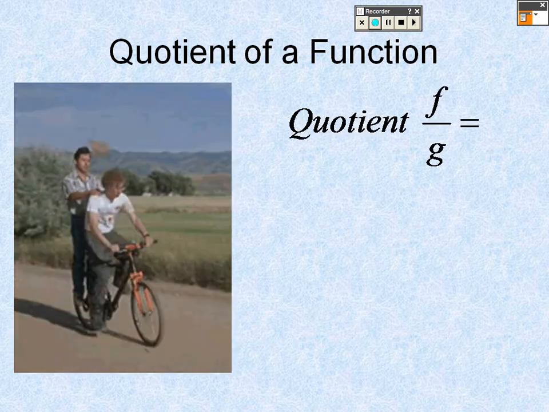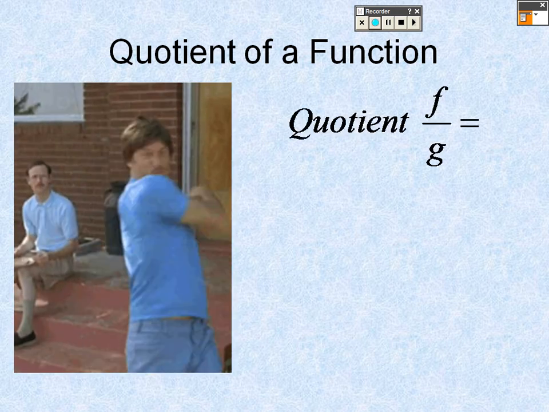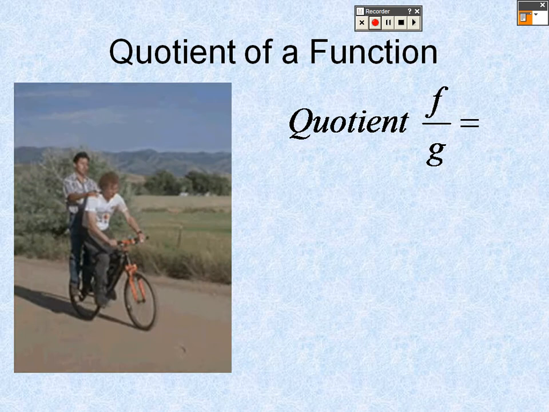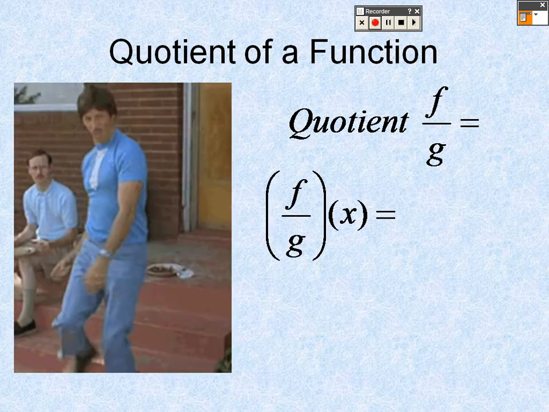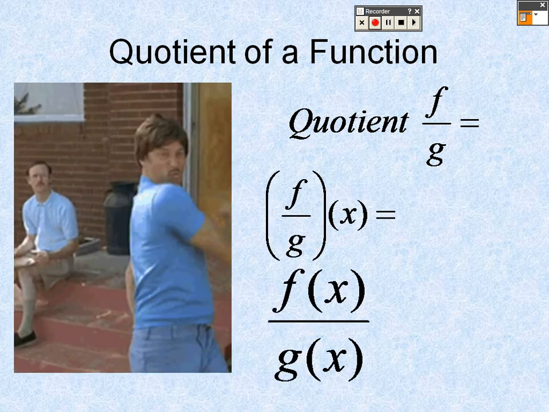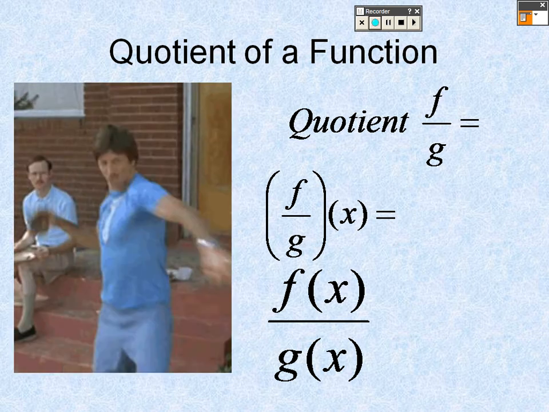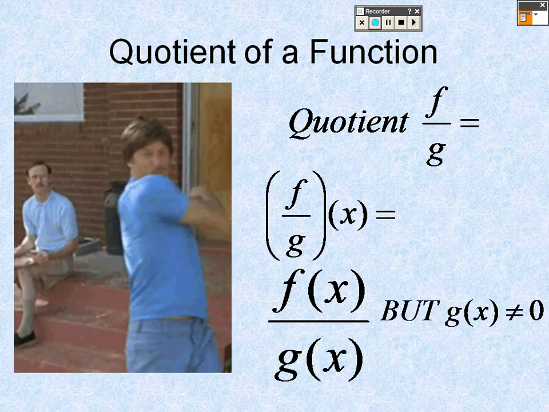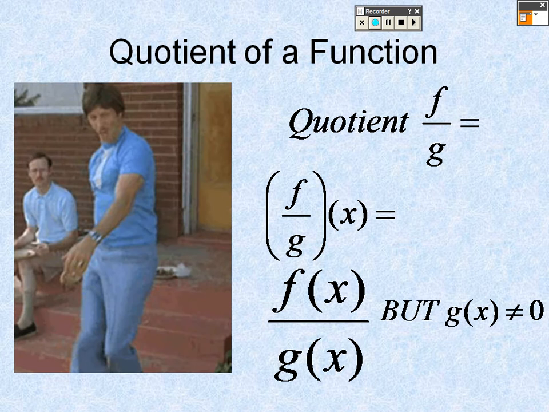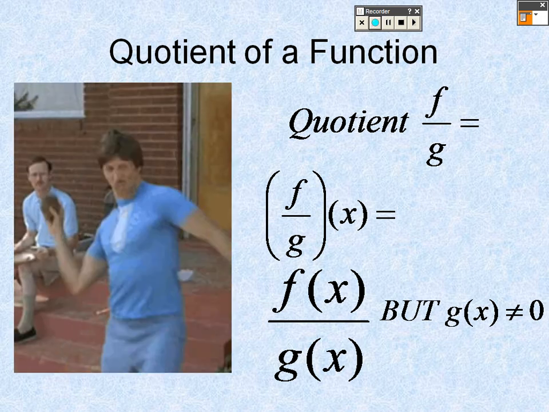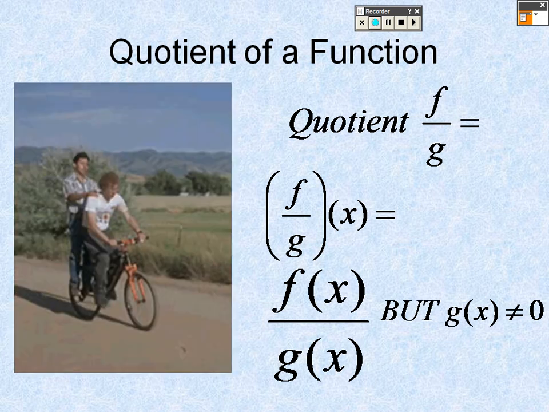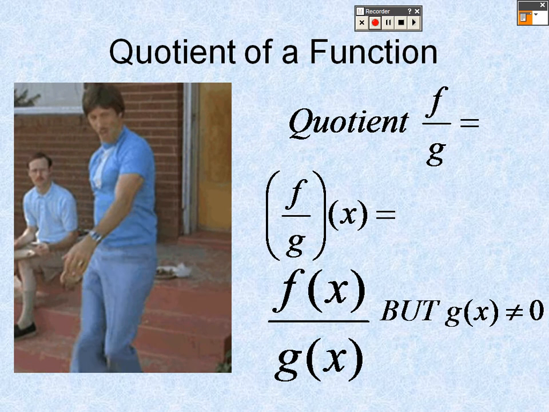Quotient of a function is division. So it's taking two functions and dividing them. It's f over g of x, and once again, these are other ways that you might see them written, f of x divided by g of x. But keep in mind, g of x cannot be 0. Okay, so g of x can't be 0, because if it is, then you'll have something that is undefined.